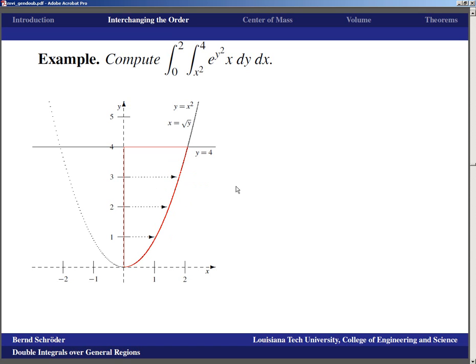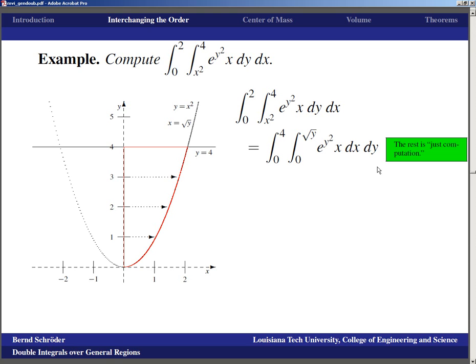So that means this integral is being rewritten as an outer integral in dy, where the outer integral goes from y equals 0 to y equals 4. Here's the integral. It's being rewritten as an integral from 0 to 4. Outer integral is dy. And then an inner integral from 0 to square root of y, like that. And then we have our integrand that we kept, and now the inner integral is dx because we're going across, and our outer integral is dy.